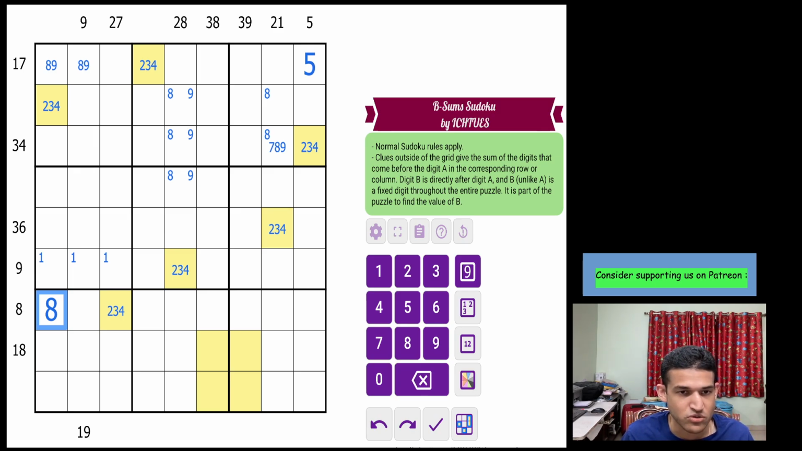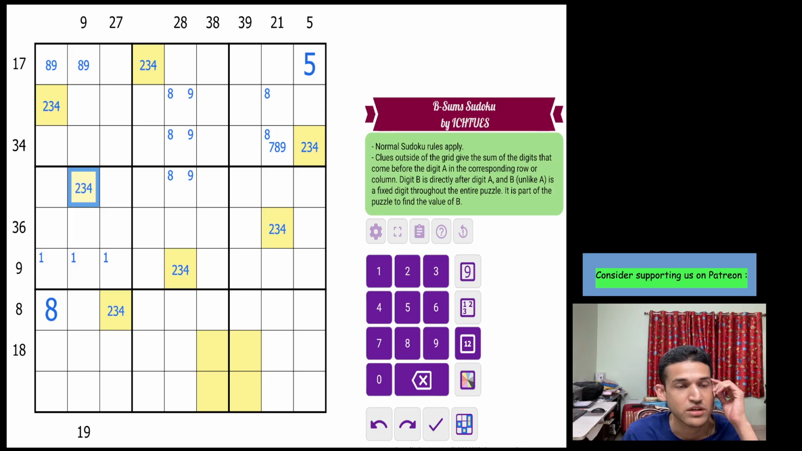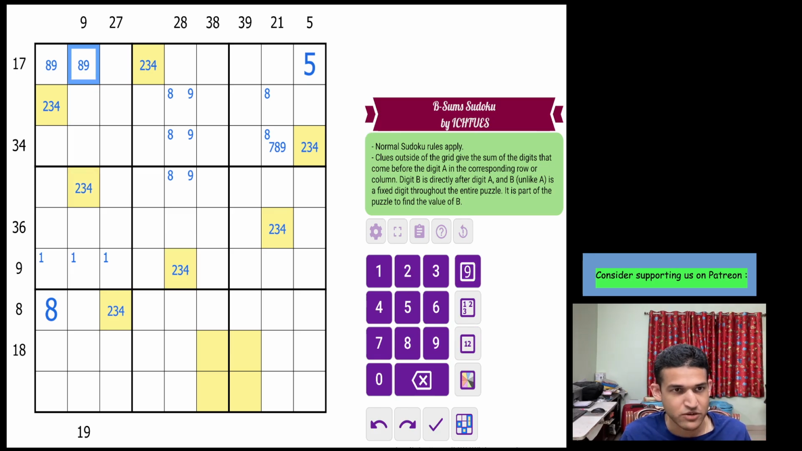Now using Sudoku rules, B goes here and it's going to become 2, 3, 4. And now A is forced here for column 2, which means these two cells must sum up to 9, and there is only one way possible, 8, 1, and this is a 9. Excellent, guys. Beautiful. I'm glad that I took this Sudoku for a video solve today.